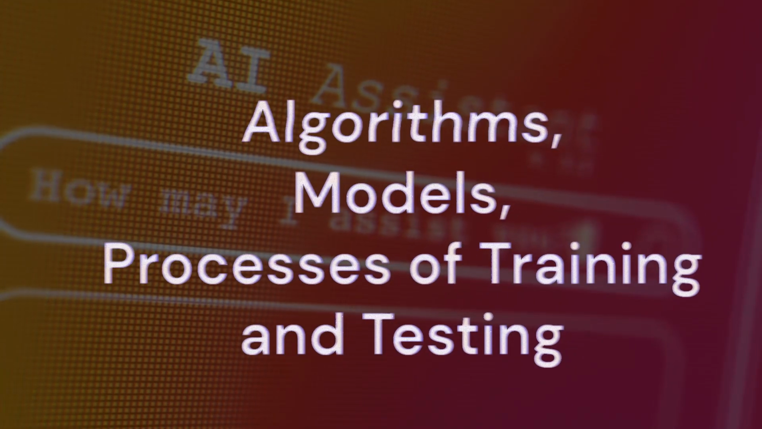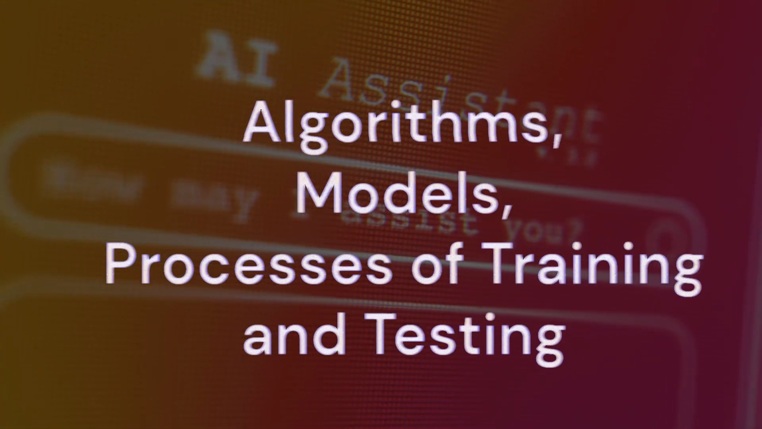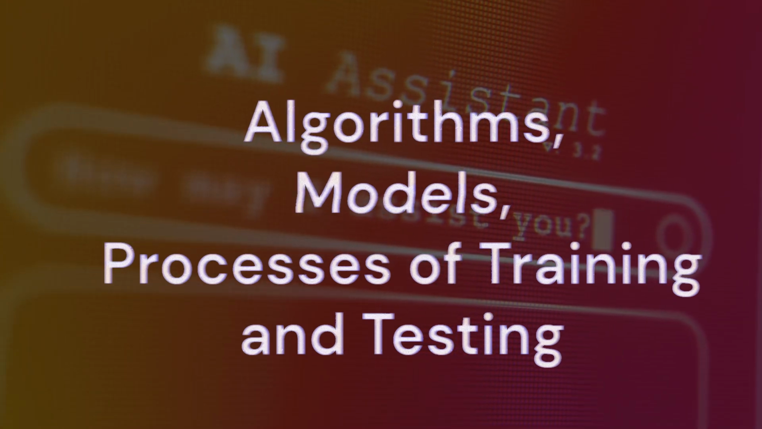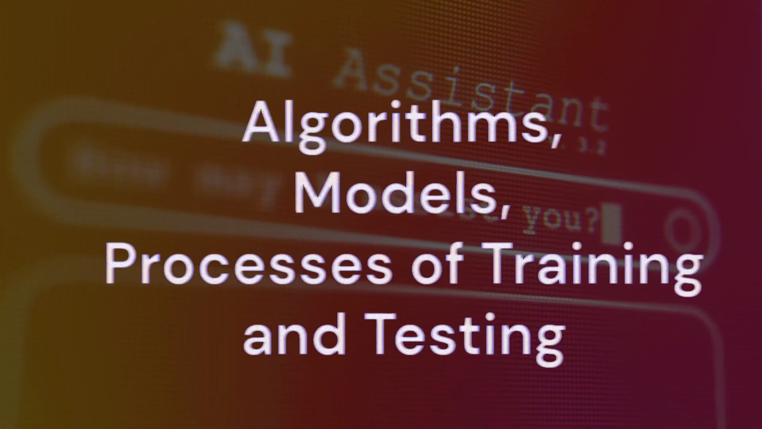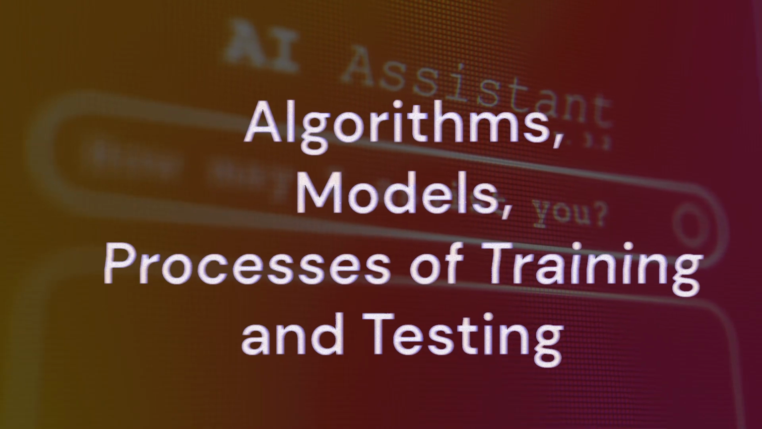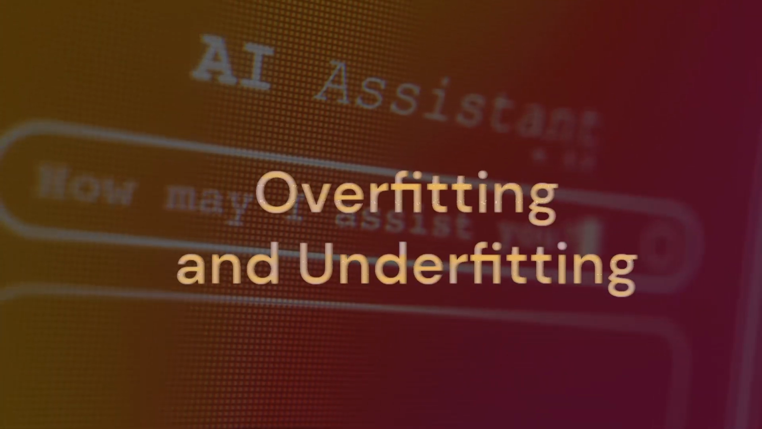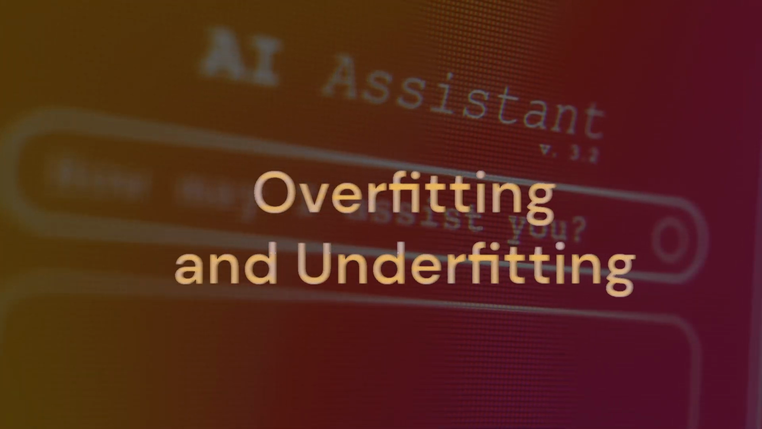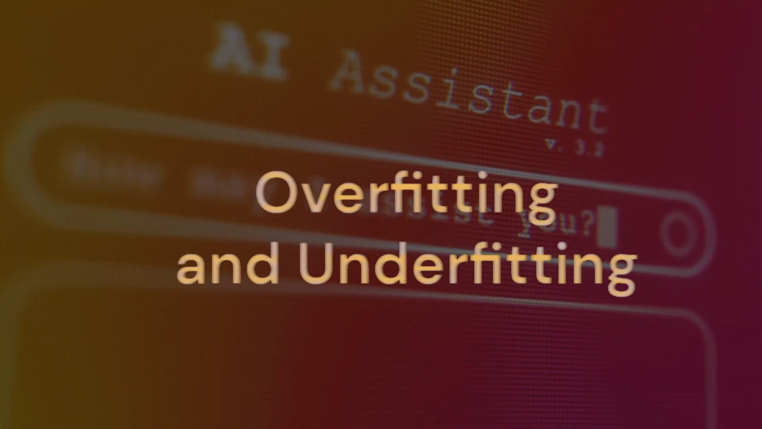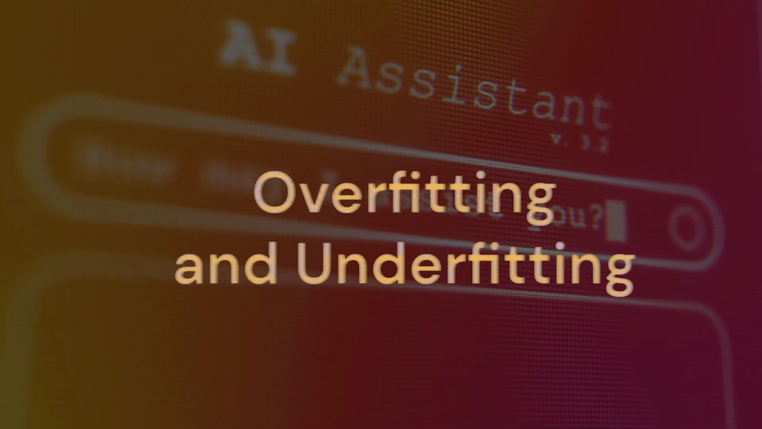Welcome back to our series on AI and machine learning. In this lesson, we'll dive into some key concepts in machine learning, including algorithms, models, and the processes of training and testing. We'll also discuss the important topics of overfitting and underfitting. These concepts form the backbone of how machine learning works and are essential to understand as we progress.